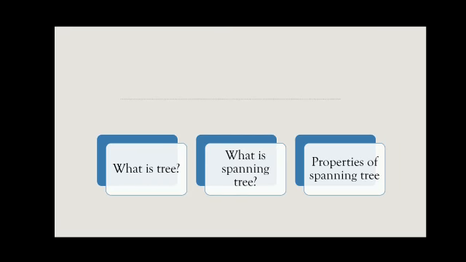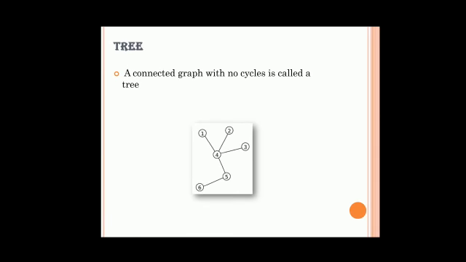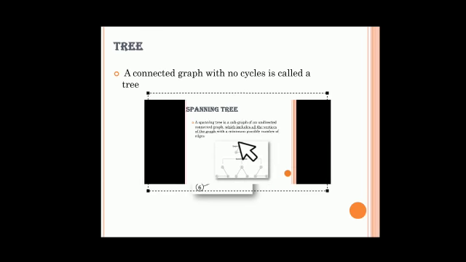Now we will see what all we are going to discuss in this video. So first we will see what is tree, then we will see the definition of spanning tree with an example, and at last the properties of spanning tree. So let's begin with what is tree. A tree is a connected graph with no cycles.